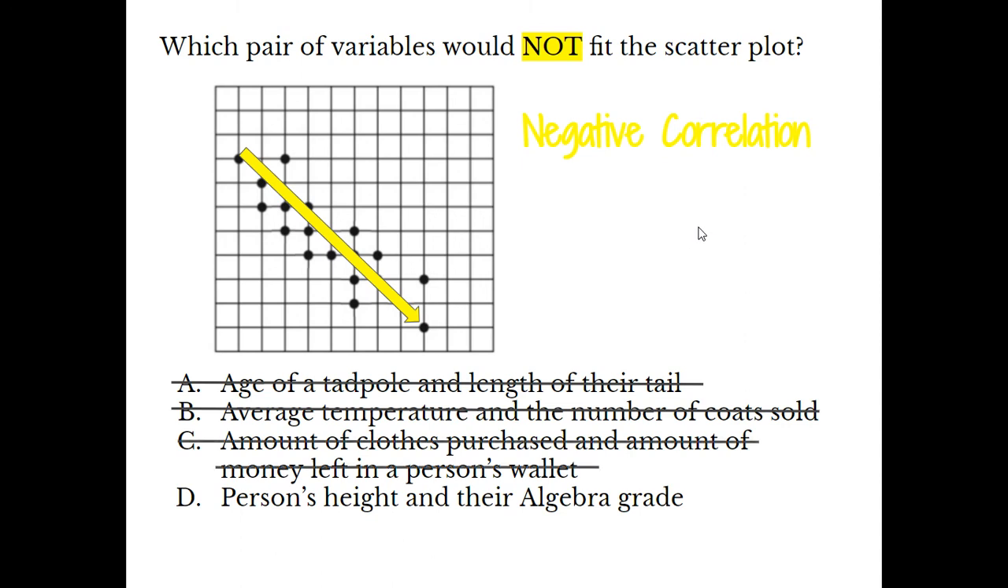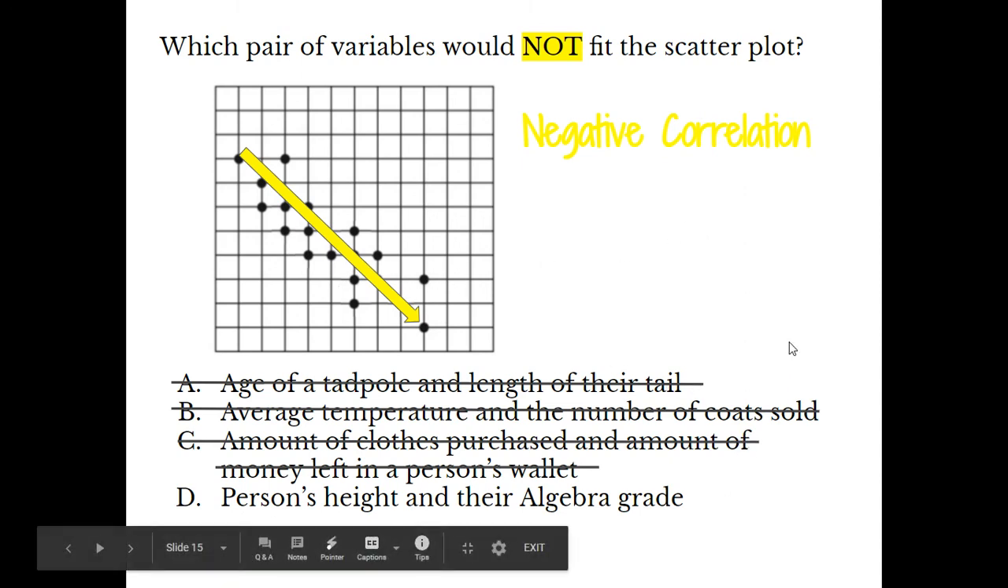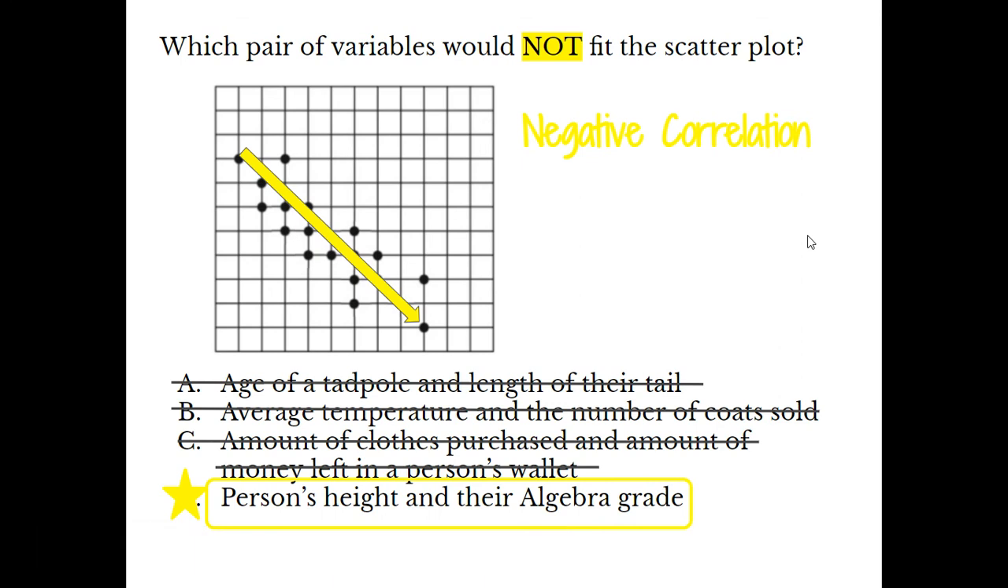That leaves one left. Remember, we're looking for which one would not fit the scatter plot. A, B, and C would perfectly fit the scatter plot because all of them would be showing a negative correlation. D, a person's height and their algebra grade. So as a person's height increases, their algebra grade would decrease if we put those two labels on this graph. Is that true? No, that would not fit the scatter plot. It would not be a negative correlation. What kind of correlation would it be? It would be no correlation, right?